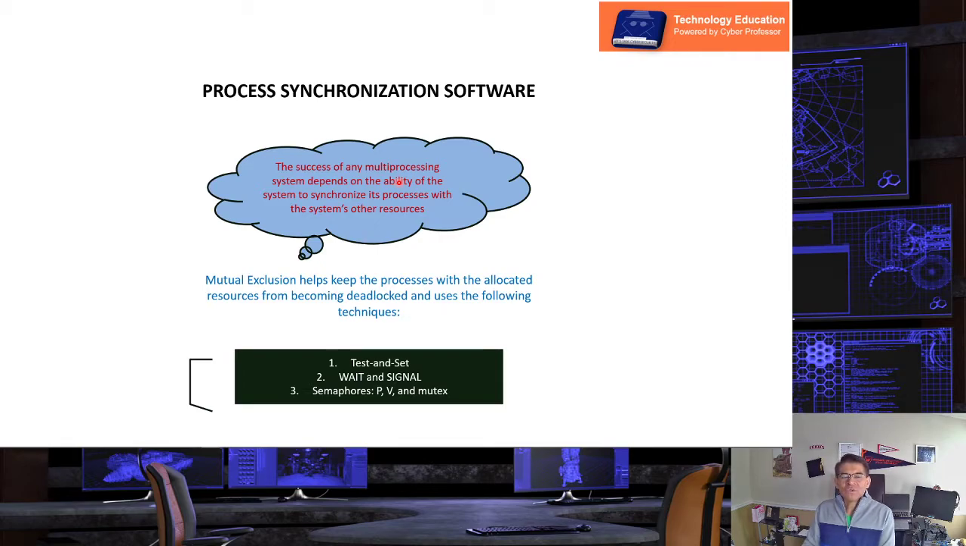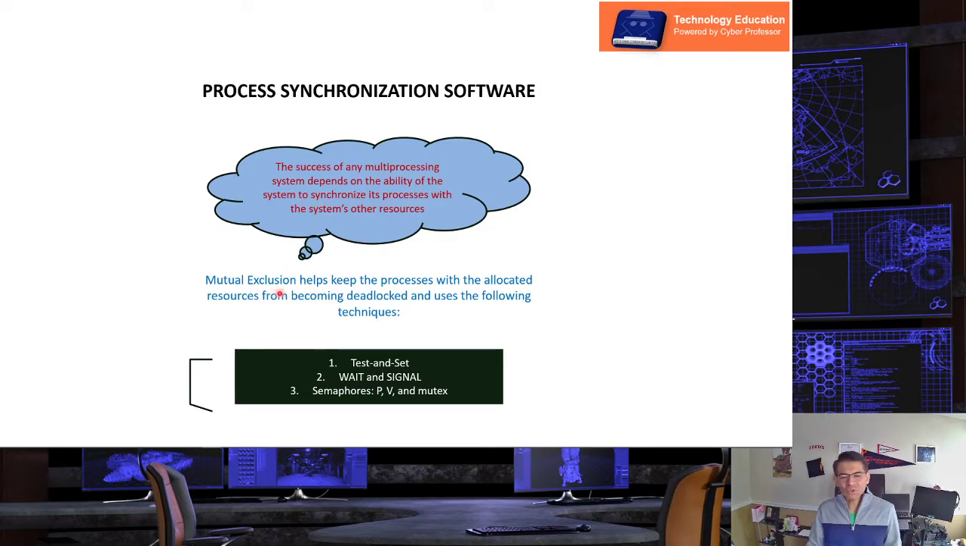Finally, we are going to cover at a high level process synchronization software. The success of any multiprocessing system, meaning there is more than one CPU running on that computer system, depends on the ability of the system to synchronize its processes with the system's other resources. It is important to synchronize activities because they happen so quickly and there are so many at any point in time, and you need some type of rules and strategies to handle the synchronization.